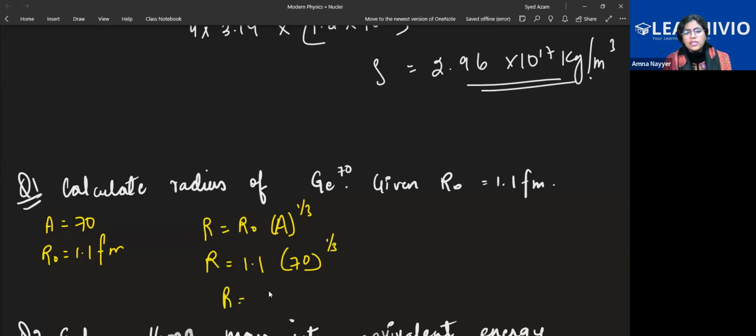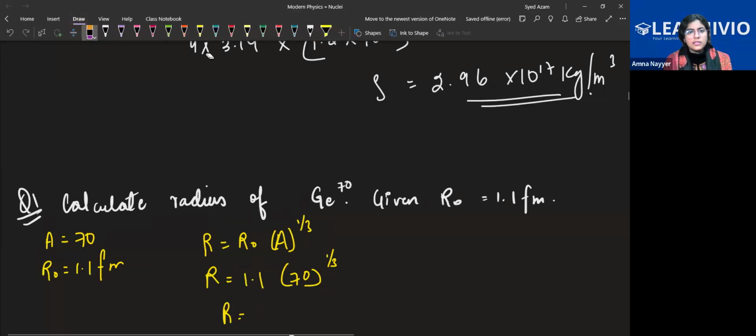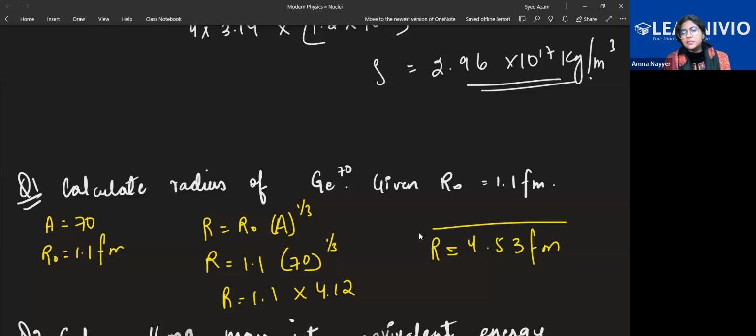When you solve this, it will be 1.1 into 4.12 something. So the radius will be around 4.53 fermi meters. Okay. Write this question.